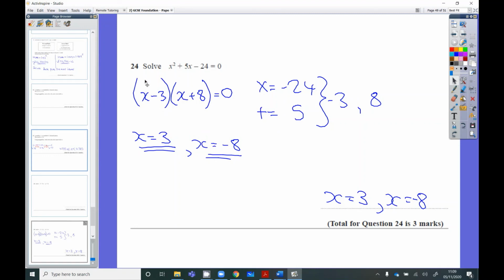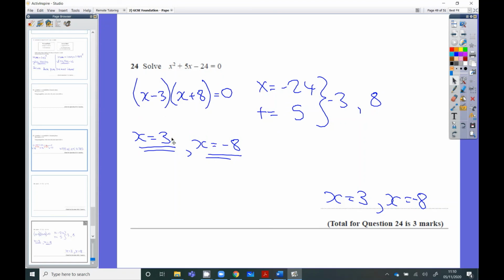Now setting up our pair of brackets, the first term in each has to be an x, because the x times the x gives us the x squared, and we've just worked out our magic numbers to be minus 3 and plus 8. So factorising this, we get x minus 3 and x plus 8 equaling 0. So this bracket times this bracket equals 0. Now 0 times anything equals 0, so we've got to think in turn what values of x make each of these brackets 0.